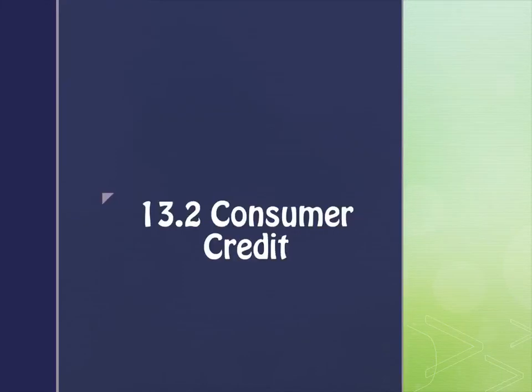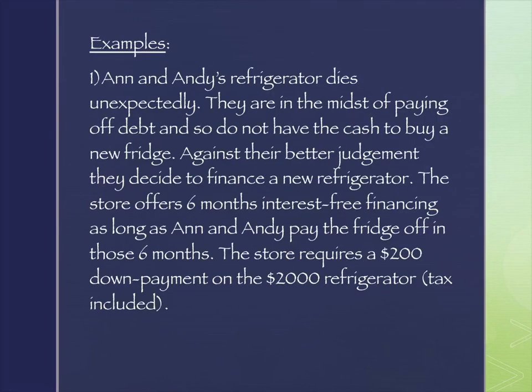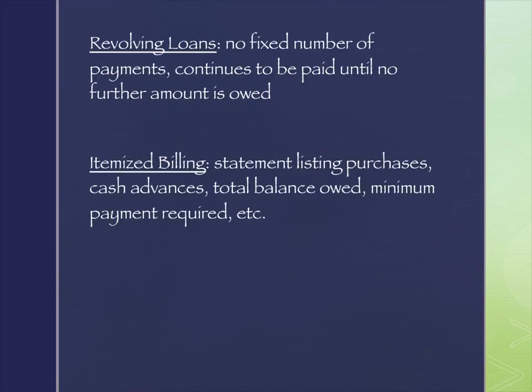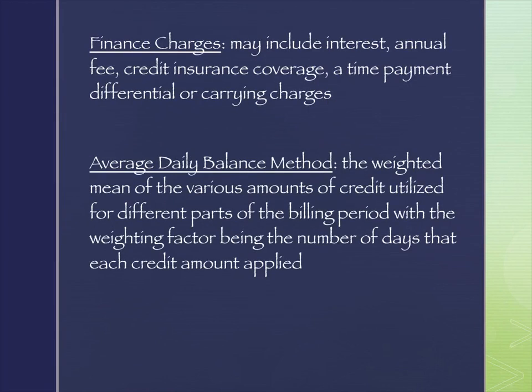So we left off in the middle of 13.2 last time, and we had talked about some credit card stuff, right? That was where we were ending things. You had written down some pieces of information, I believe, here at the end about loans, right? So revolving loans, about itemized billing, about finance charges, and average daily balance method. Am I remembering right? That's where we were?